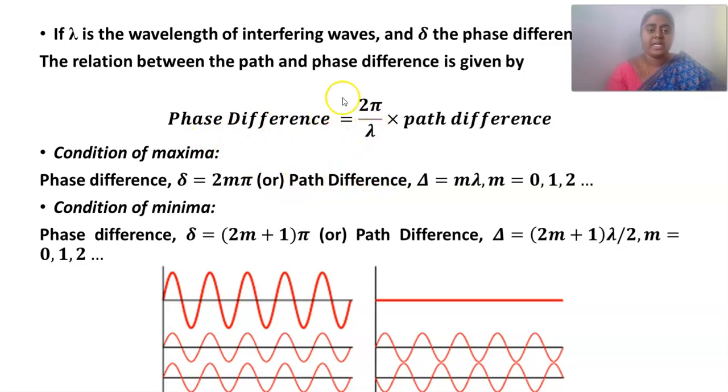What is phase difference? It is 2 pi by lambda times the path difference. Substituting in the formula, you get a phase difference equal to 2m pi. Similarly, the condition for minimum is when the path difference between these two waves is any odd integer times lambda by 2. They then destructively interfere, resulting in minimum intensity. The corresponding phase difference is delta equal to (2m plus 1) pi.